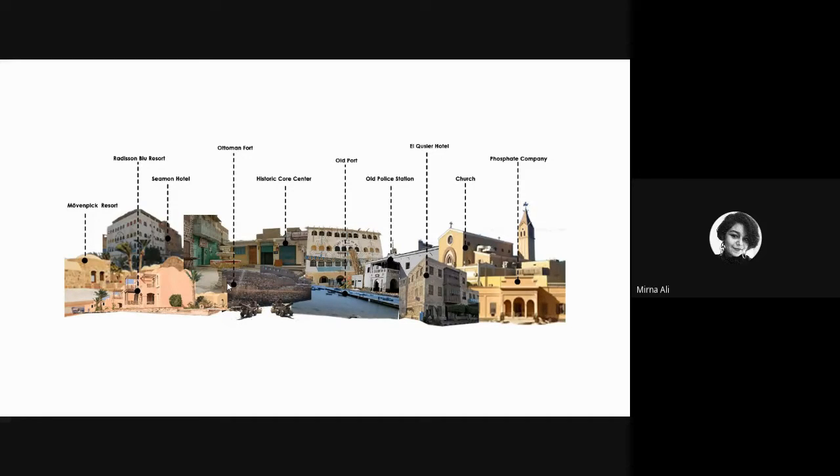We also have the Ottoman fort. We have the historic center of Qusair, the police station, and the Qusair Hotel also within, but the Qusair Hotel is facing the seaside. So we have different types of hotels, one facing the desert and the other facing the sea, which is quite an interesting challenge or potential for the tourist. And we even have the church and the phosphate company. So next, please.